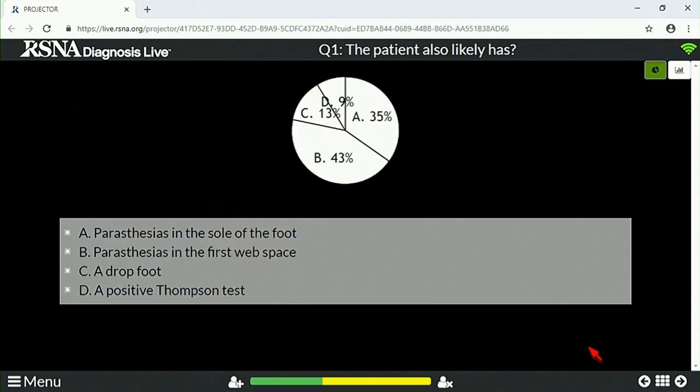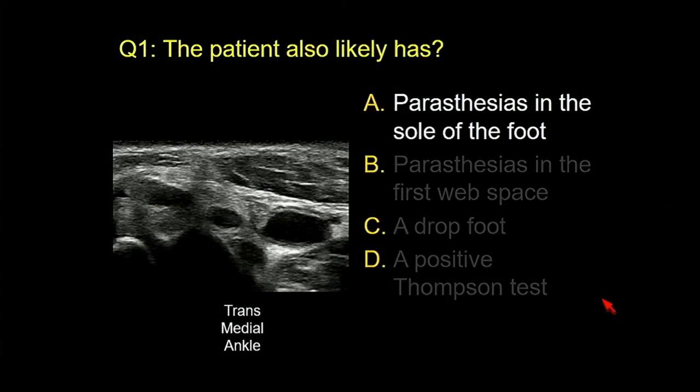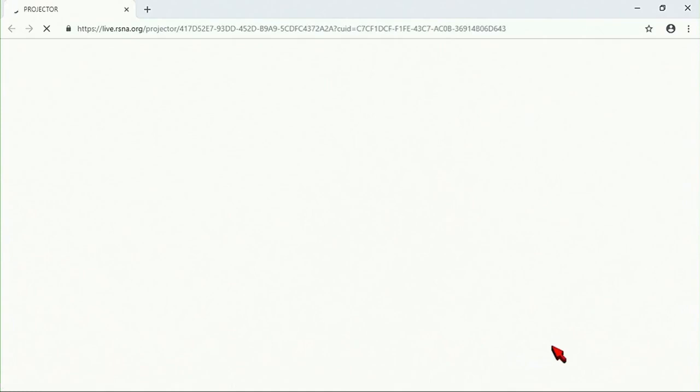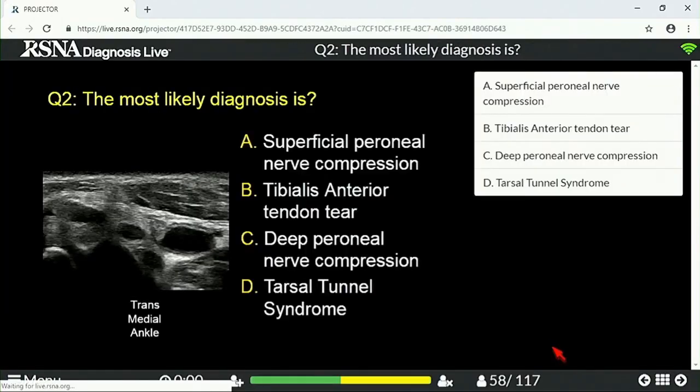Okay. So most of you thought B, which is paresthesias in the first web space, and close behind that is paresthesias in the sole of the foot. So the correct answer is paresthesias in the sole of the foot, and I'm going to explain to you in just a moment, but I have one more question first. The most likely diagnosis is superficial peroneal nerve compression, tibialis anterior tendon tear, deep peroneal nerve compression, or tarsal tunnel syndrome.